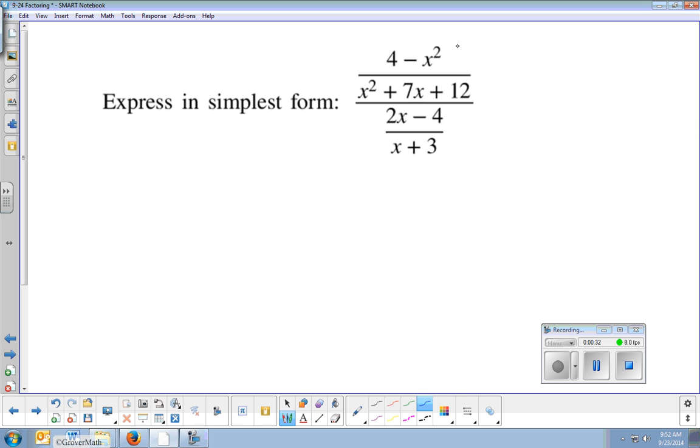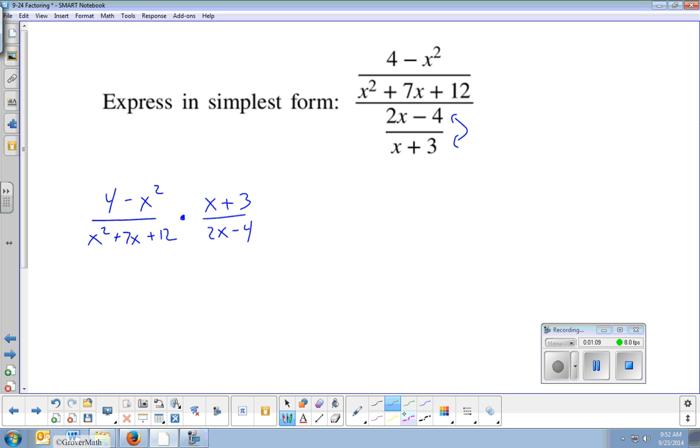What we see here is a fraction divided by a fraction, and what we need to do is multiply by the reciprocal. So no factoring just yet. I just want to set this problem up with the top fraction, 4 minus x squared over x squared plus 7x plus 12. And instead of dividing fractions, I'm going to multiply them, but I'm going to flip this fraction as a reciprocal. Remember, multiply by the reciprocal of the bottom fraction, so x plus 3 over 2x minus 4.